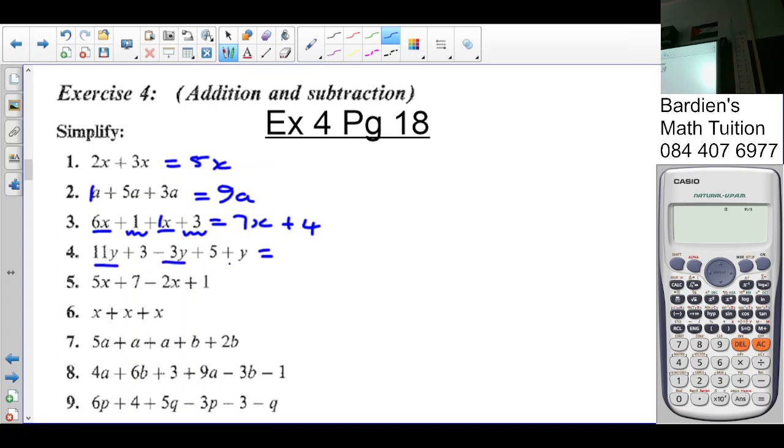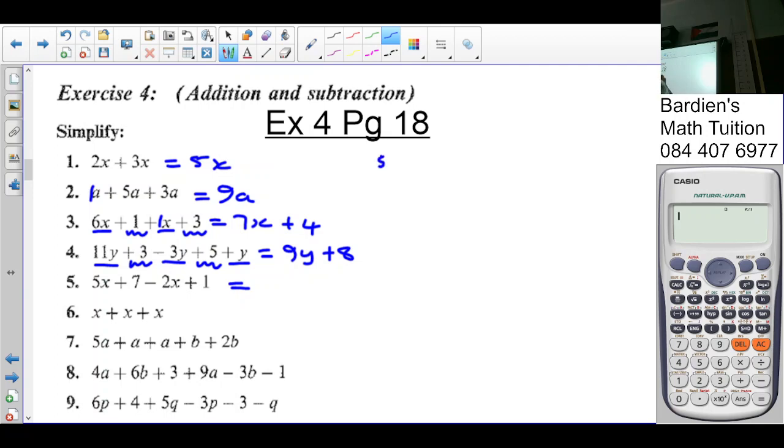Number 4, 11y minus 3y plus 1y. 11y minus 3y is 8y. 8y plus 1y is 9y. 3 plus 5 is 8. The next one.